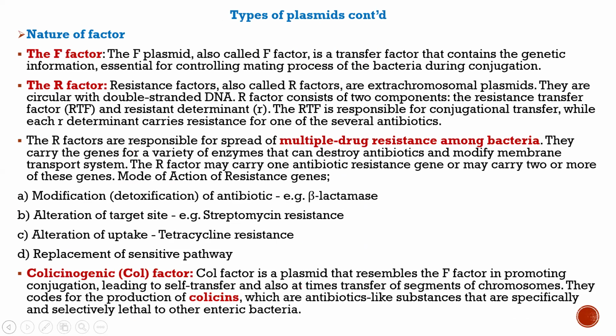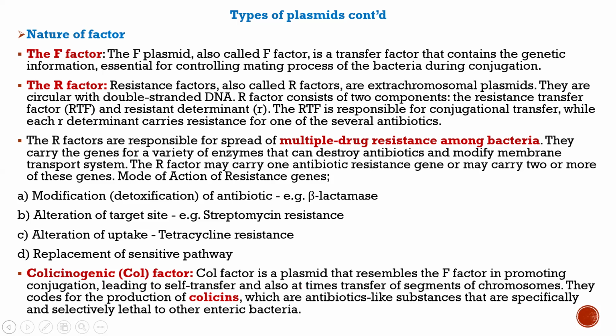Okay, so let's talk about the classification of plasmids based on the nature of the factor. A plasmid can contain what we call the F factor. They can contain what's called the R factor, and they can contain what we call the colicinogenic factor. These are the three major factors that a plasmid can contain.